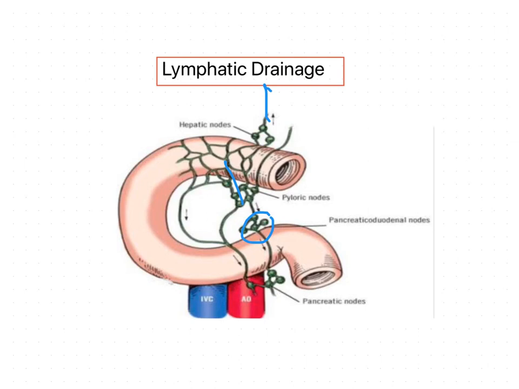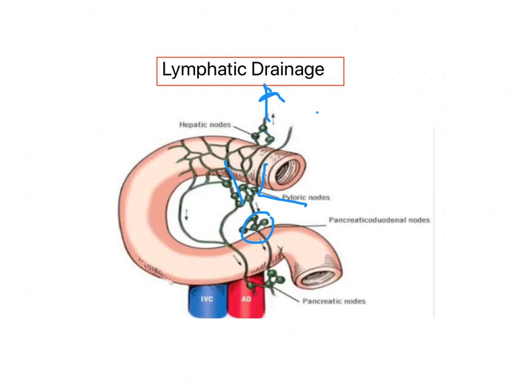Some vessels from the first part of the duodenum drain into the pyloric nodes, and through them to the hepatic nodes again. So all the lymph reaching the hepatic nodes will drain into the celiac nodes. So this is the lymphatic drainage of the duodenum.